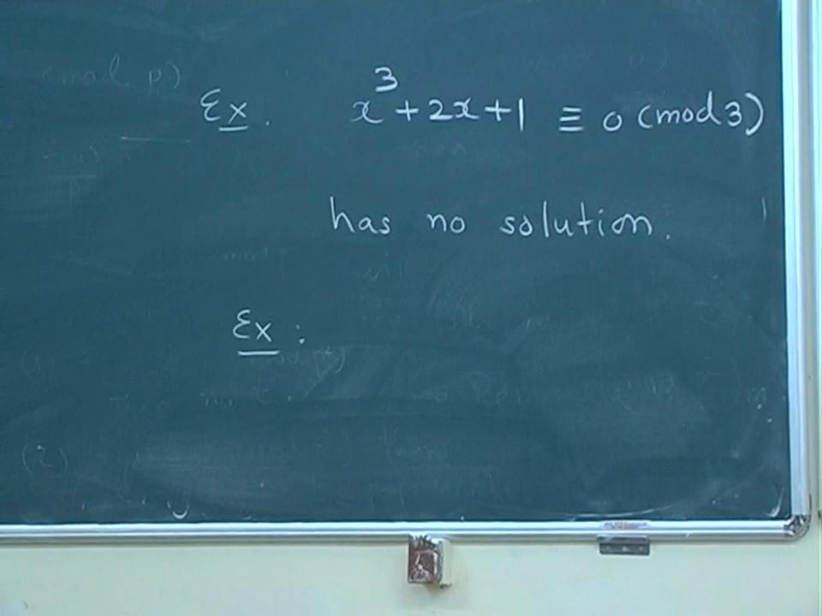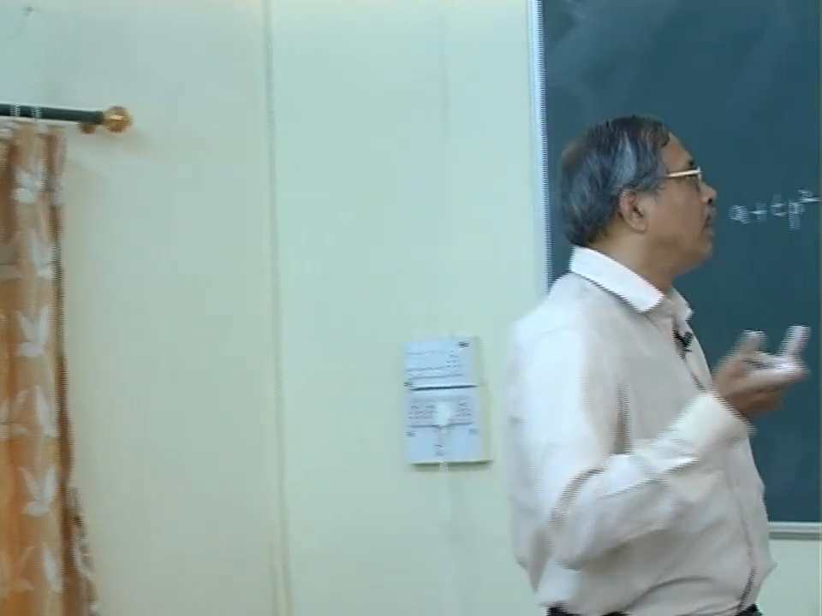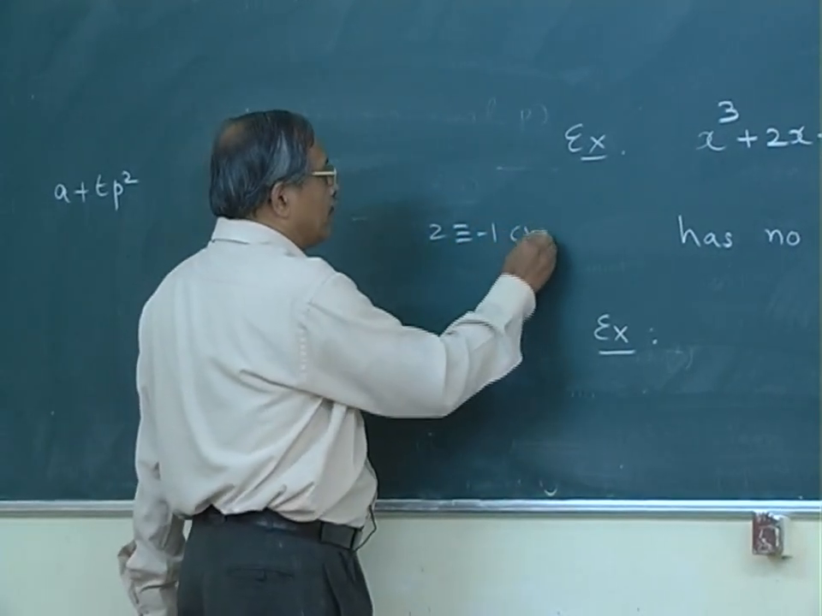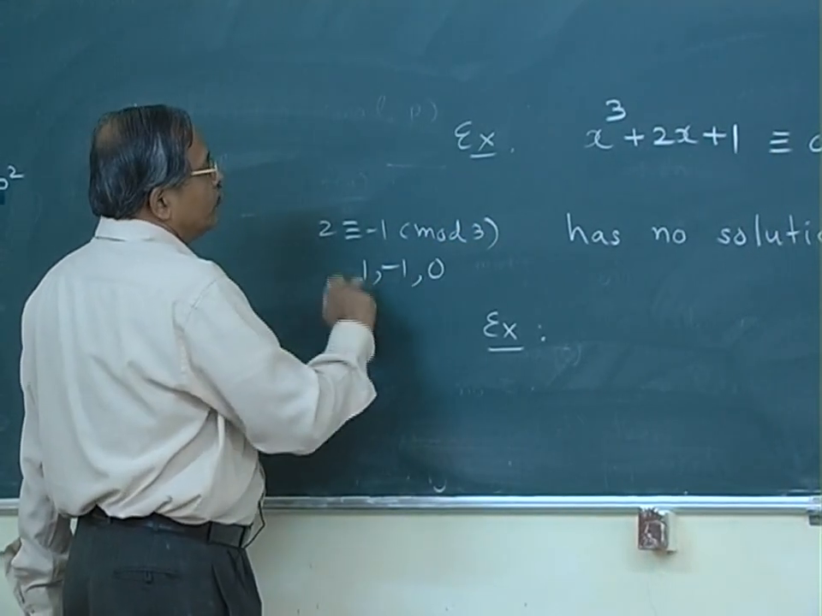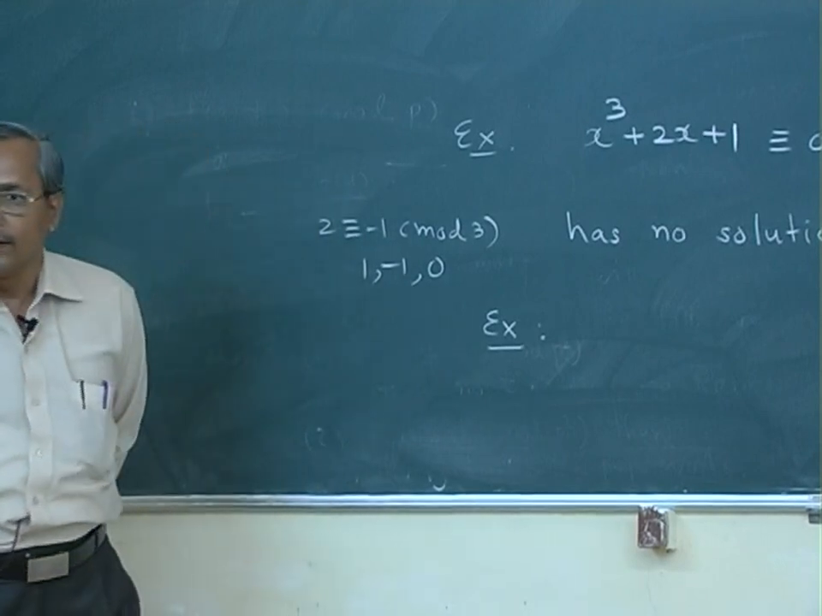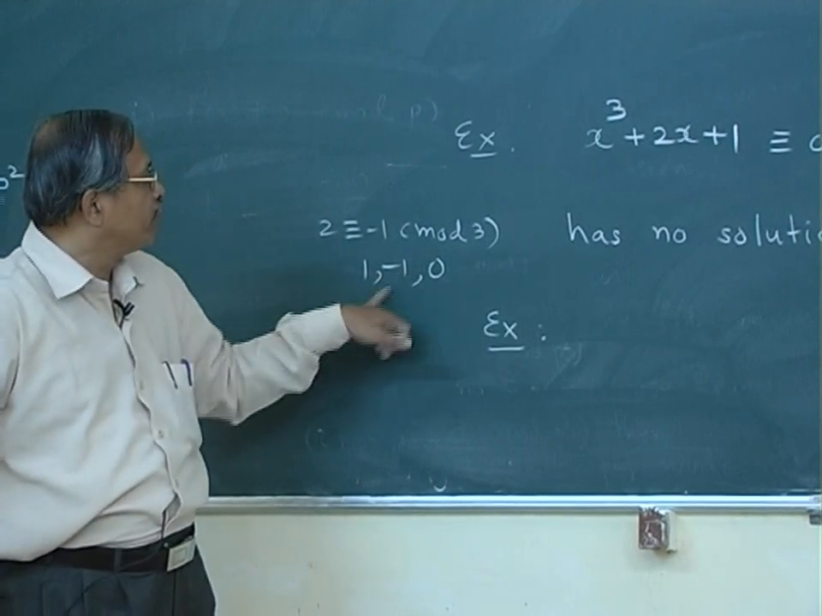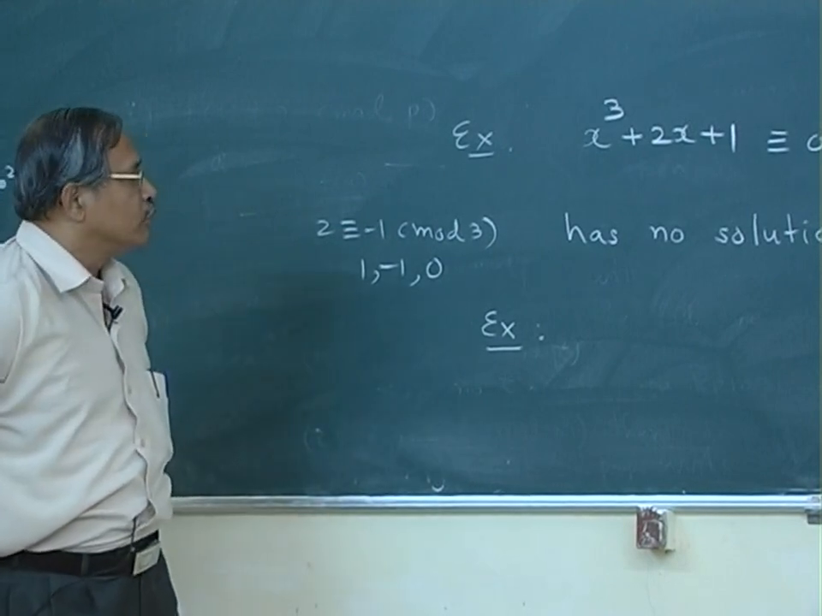Just now we have checked that the three possibilities are there, 0, 1 and 2. These form a complete residue system modulo 3, and none of them is a solution. 2 is the same as minus 1 mod 3. So we have checked 1, minus 1 and 0, which form a complete residue system mod 3, and none of these is a solution. So no integer will be a solution of this. So this has no solution.